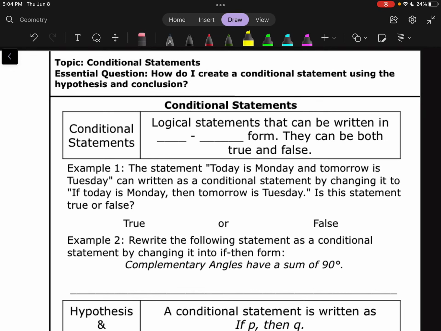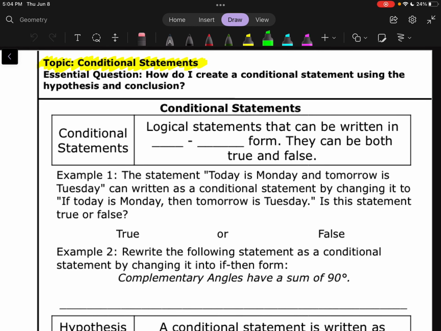All right, so the topic that we're going to be looking at here today are called conditional statements. And what we're going to be dealing with here today is something kind of strange. It's not going to seem much like we're doing math per se, but it's really going to pay off as we progress further along down the path of geometry. It's going to pay off big time once we start getting into what we call proofs.